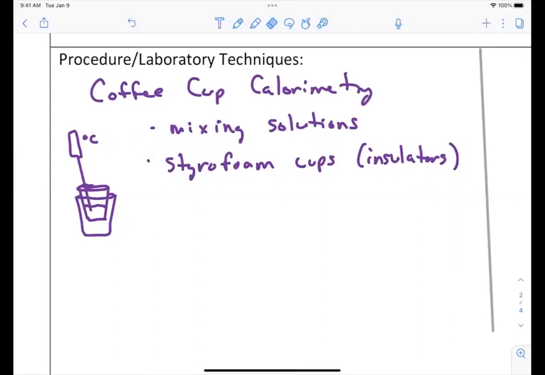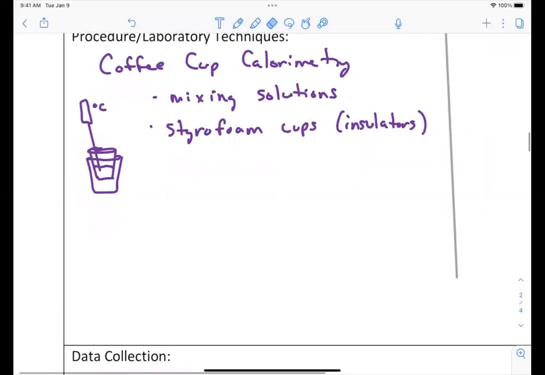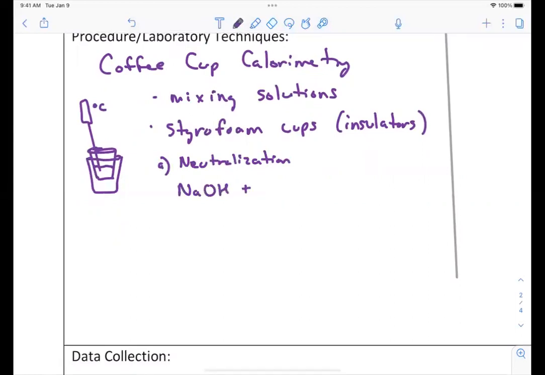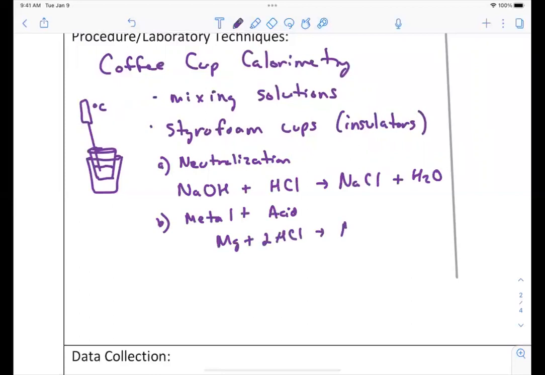Okay. Now, you can use coffee cup calorimetry for a variety of different experiments. You can use it for neutralization, where you're combining an acid and a base together to release energy. So, for example, sodium hydroxide and hydrochloric acid to form salt and water. The temperature of the reaction should increase. You could also do it for a metal and acid. So you could do Mg plus HCl yields MgCl2 plus H2 gas.